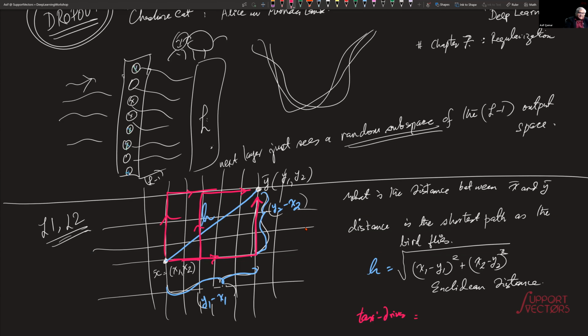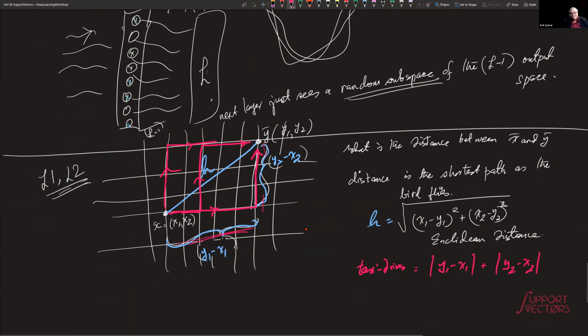And the taxi driver's distance, what will be his distance? It would be the absolute value of the size of this distance and this distance, right? It will be the absolute value of y1 minus x1, the actual size of the base, plus the actual size of the side, right? First you go east and then you go north, and whatever in absolute terms those things came to, that would be the distance. So that will be the taxi driver's distance. Would you agree, guys? Right?